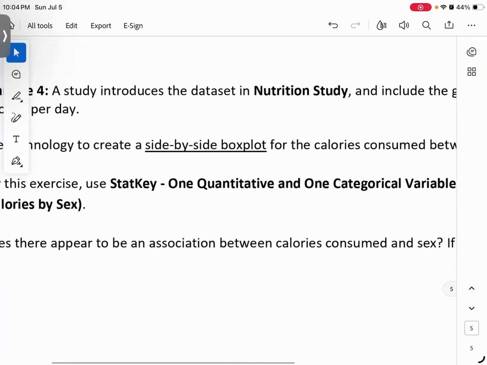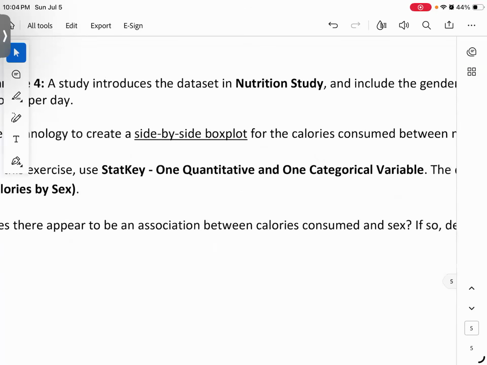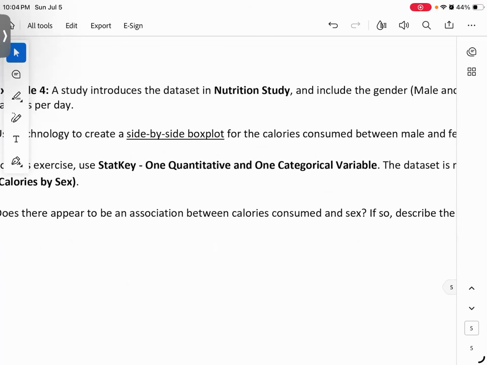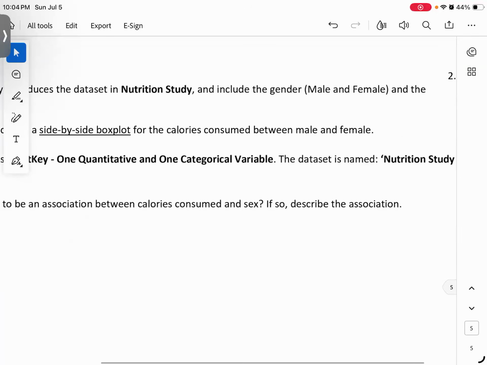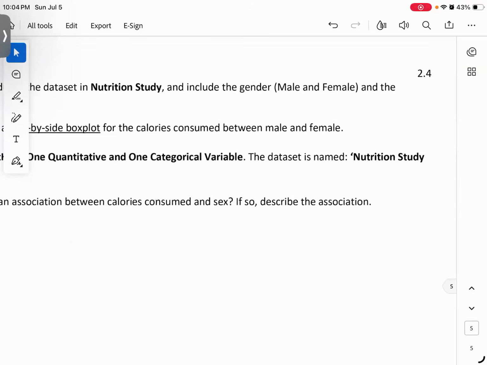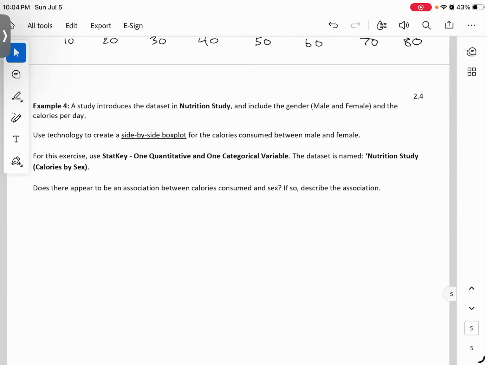And so we're going to make a side by side box plot. We're going to go here, one quantitative, one categorical. And whenever you get there, you should see in the drop down something about nutrition study, calories by sex. And you can actually start going there for yourself and starting to find it. Yeah, it's there. Nutrition study, calories by sex. And I've actually on my laptop already pulled it up, but let me go to do it here.